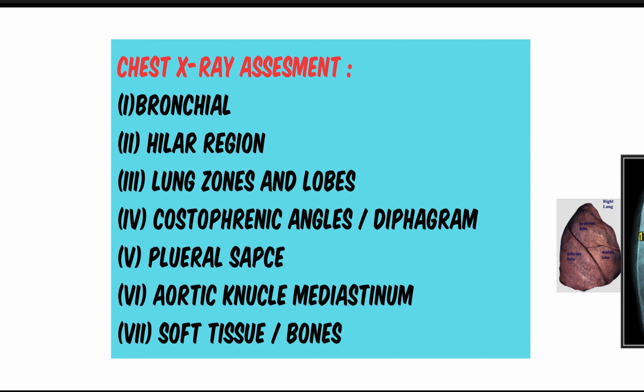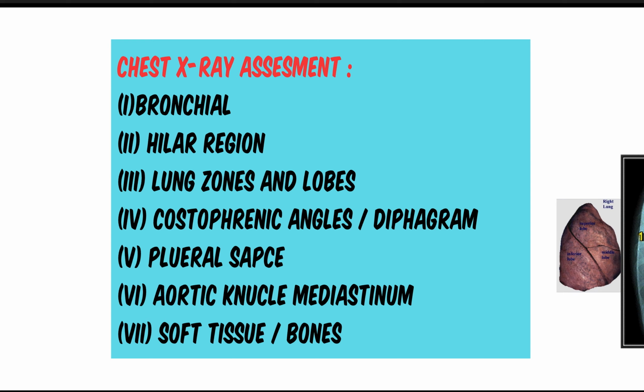Now, usually on a chest x-ray assessment, what people like to go through is, in my terms, I would usually go through the bronchial region first, then the hilar region, the lung zones and lobes, the costophrenic angles, i.e. the diaphragm, the pleural space, aortic knuckle and the mediastinum, and then the soft tissues and bones. So that leaves us with around 8 things to go through.